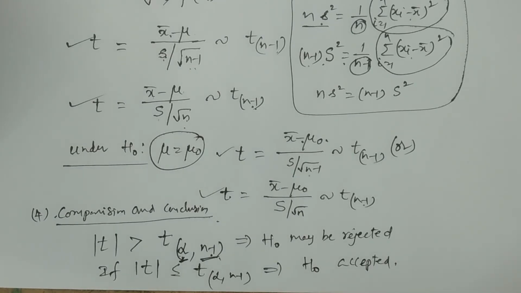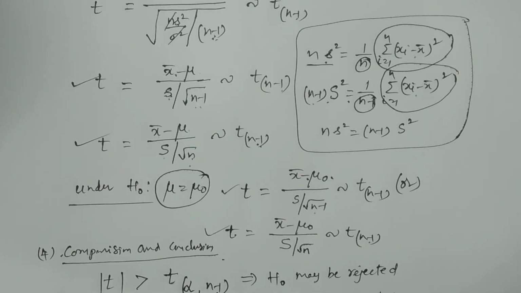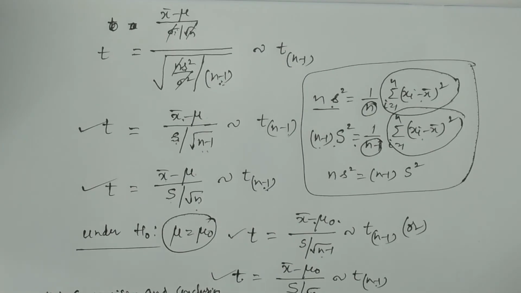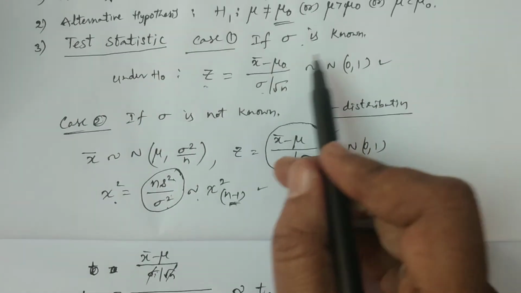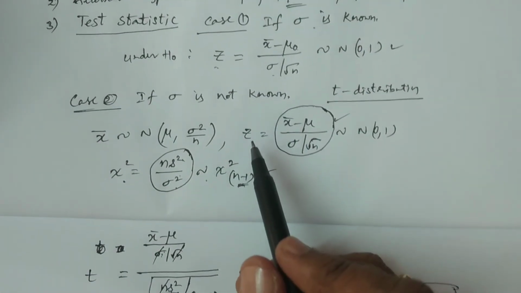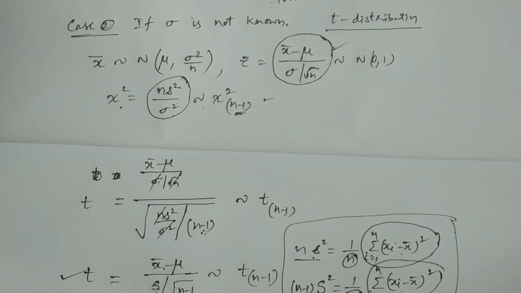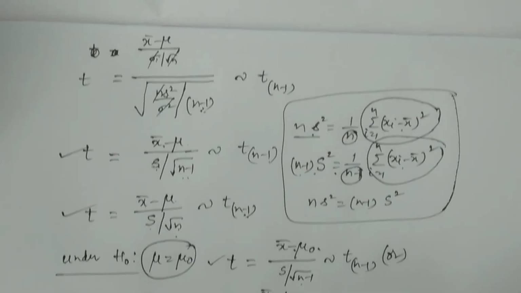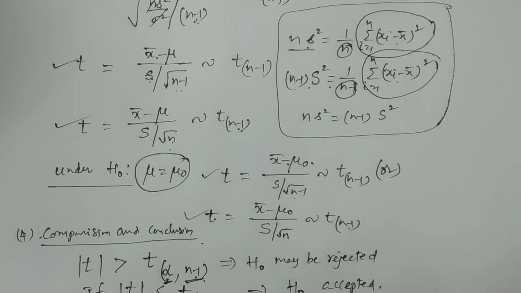This is the comparison and conclusion for the t test. And for the normal test, the same kind of comparison and conclusion applies. In case 1, if sigma is known, we have to refer to the normal distribution, and if sigma is not known, we have to refer to the t distribution. That is the distinction in this test procedure, the t test for single mean, the small sample test. Hope you understand. This is the procedure for conducting the t test for single mean.